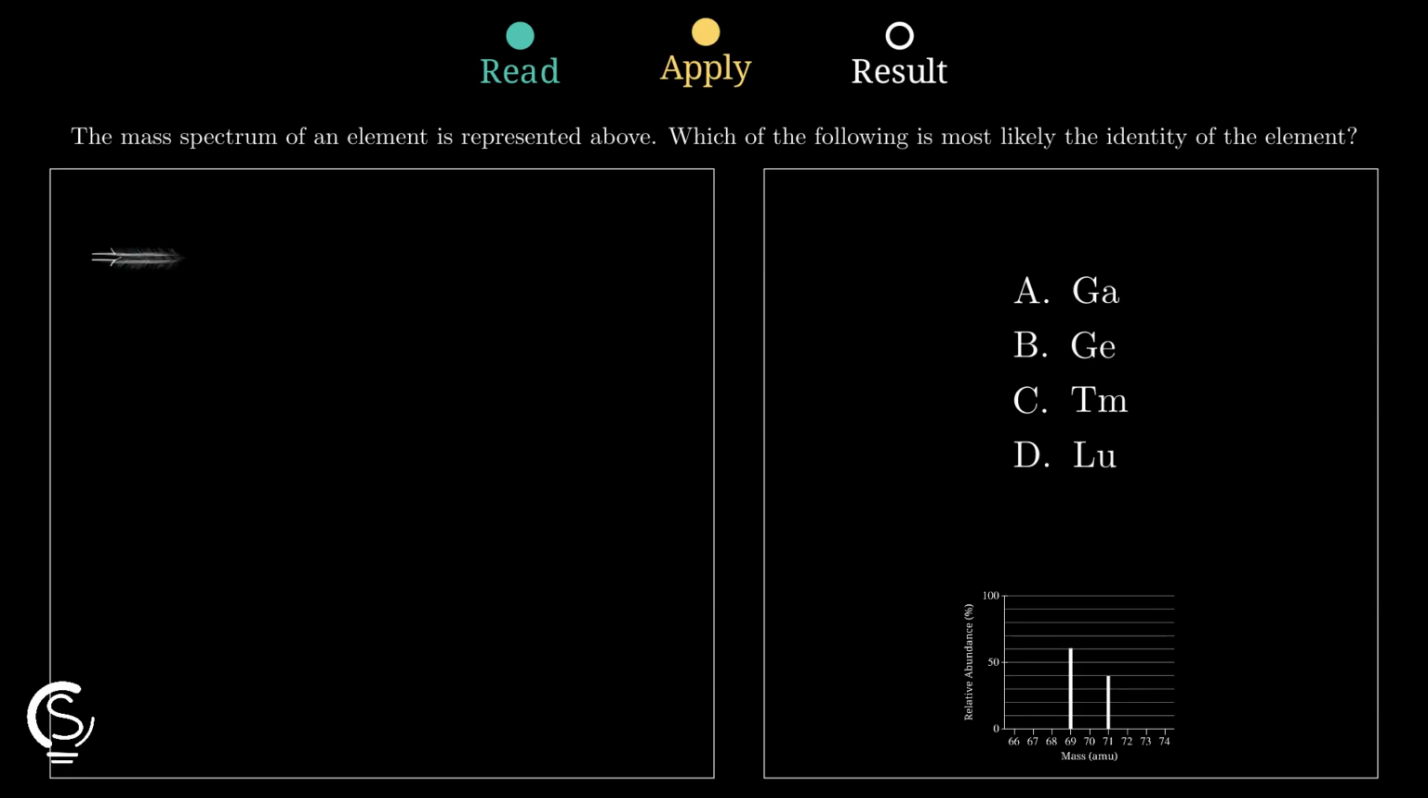Next, compare the heights of those peaks to find the abundance. The peak at 69 is taller, meaning it is more common than the isotope at 71 in this element.